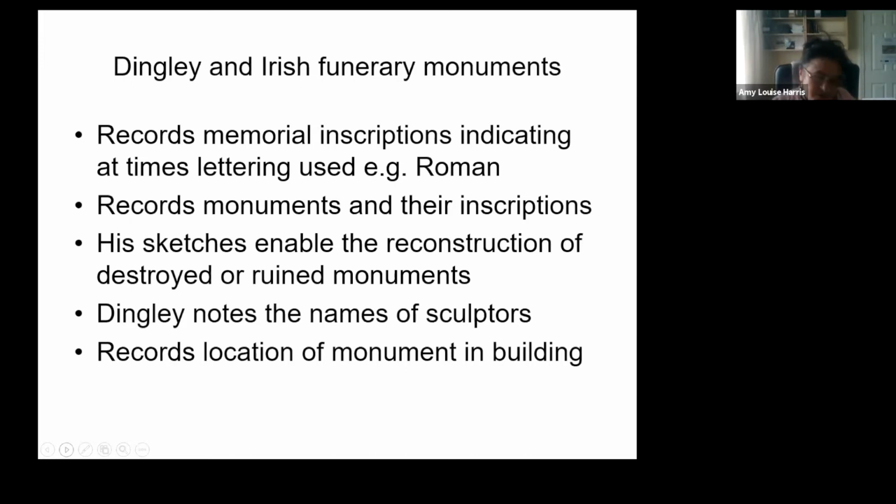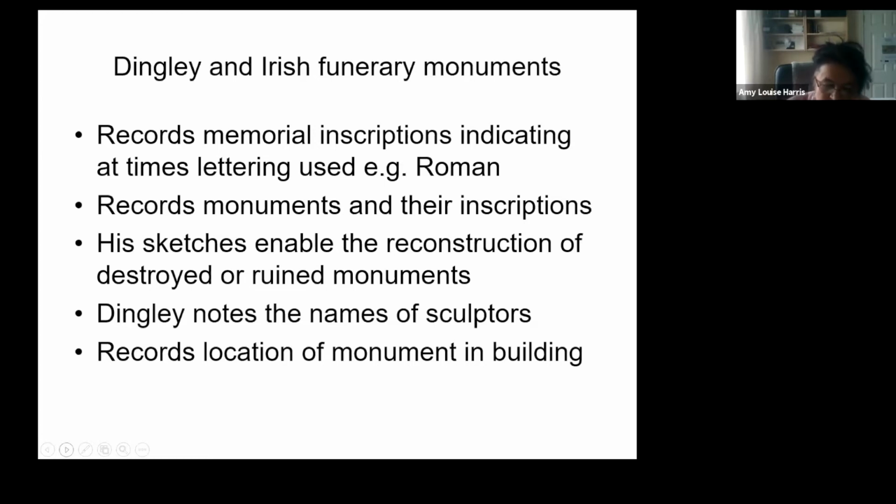So now we're going to start talking about the importance of Thomas Dingley's manuscript for the study of funerary monuments in Ireland. Dingley arrived in Ireland between wars. Ireland in the 17th century was littered with wars. He refers a lot to the recent rebellion of 1641, but he doesn't really mention much about the Cromwellian conquest of the 1650s, possibly because many of the people he met when he was over here were Cromwellians. Dingley himself was a very strong royalist.